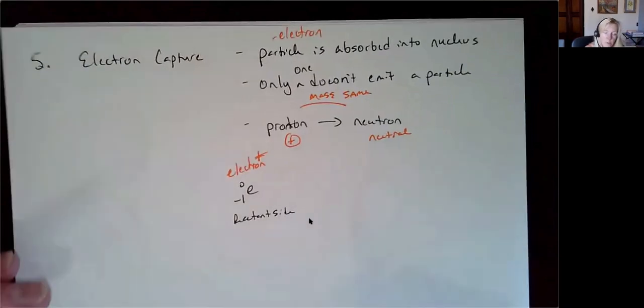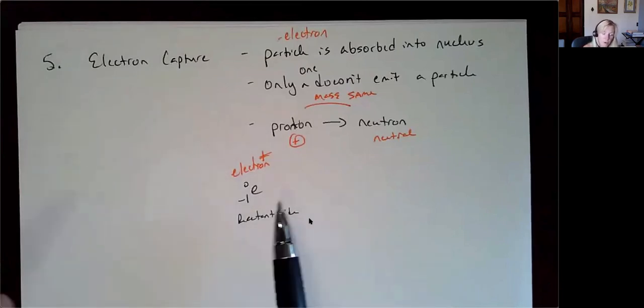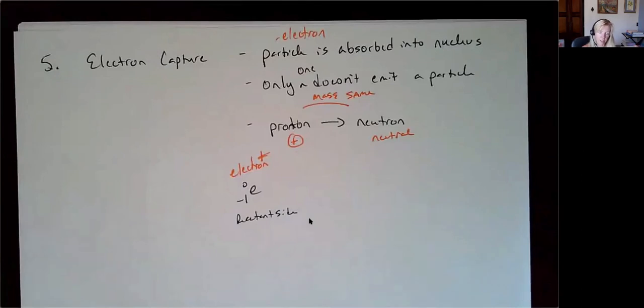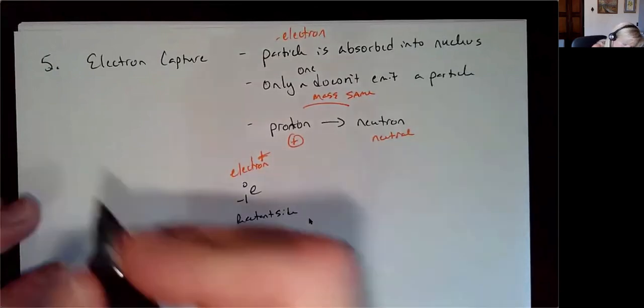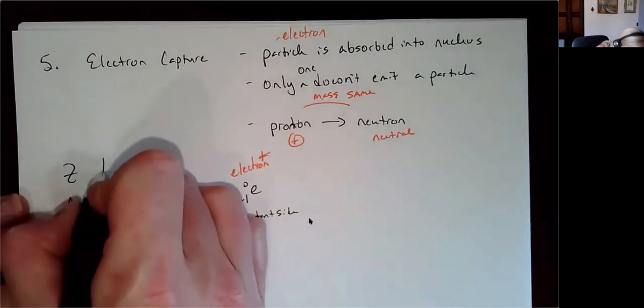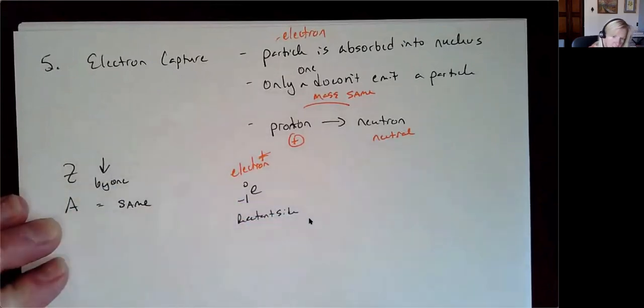So it looks like beta decay, but it isn't. It's the opposite of it. And so I'm not decaying, I'm not emitting this particle, I'm pulling it in from the outside of the nucleus into the nucleus. It's combining with a proton to form a neutron. So my atomic number is going to go down by 1, and my mass number is going to stay the same. No change in my mass number.